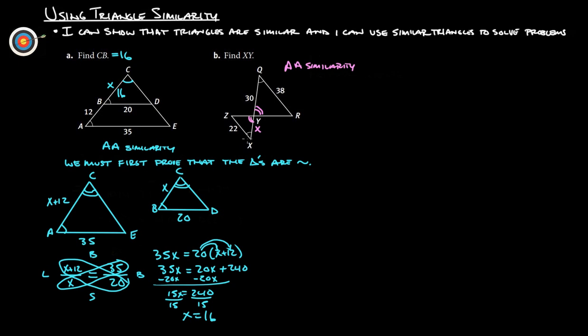Now, when you have these vertical angles going on here, let's do this. This one's the big one, this one's the little one. And then we've got the side away from the vertical angle. I'm going to call that the O for the outside. And the side that's next to the vertical angle, N for next to. So on the big triangle, the outside is 38, and on the little triangle, the outside is 22.